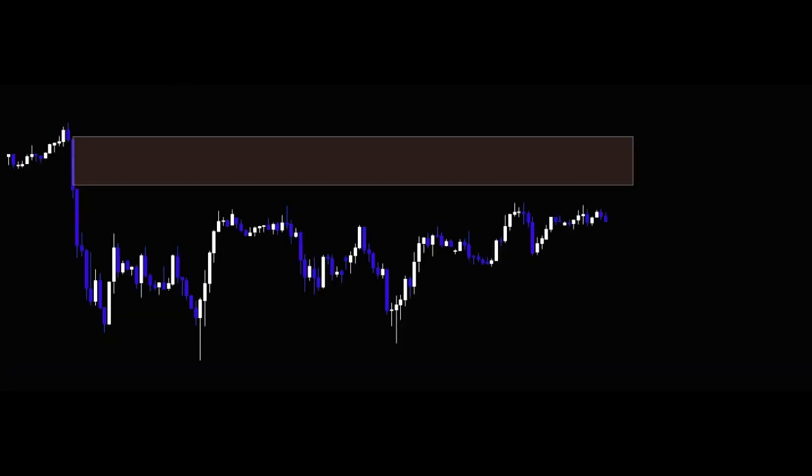So, in a bullish scenario, we would wait for the price to come back to this zone in order to initiate our buy trade. Similarly, in a bearish scenario, we would wait for the price to come back to this zone in order to initiate a short position. Now let us move to the last key concept of this video, which is liquidity.